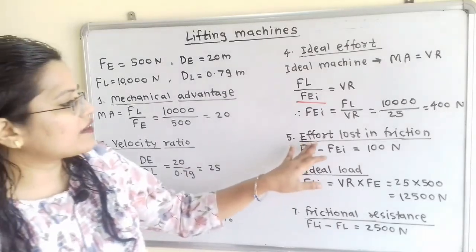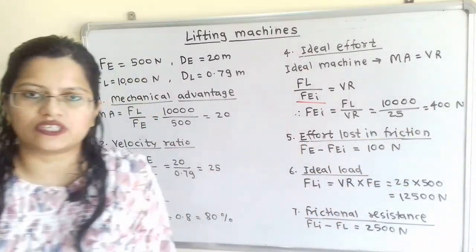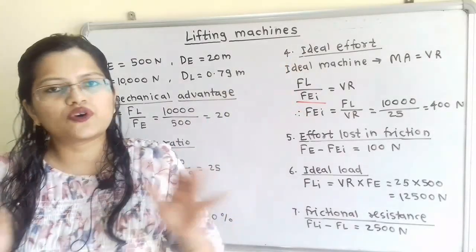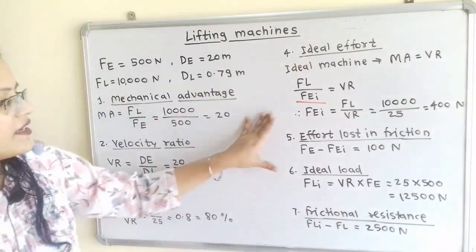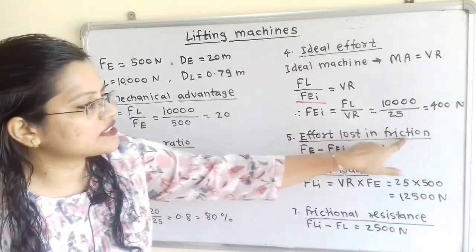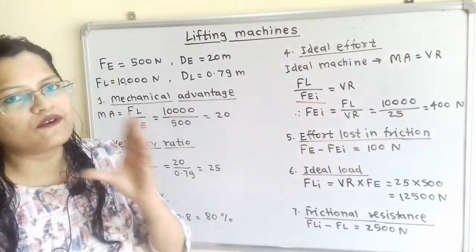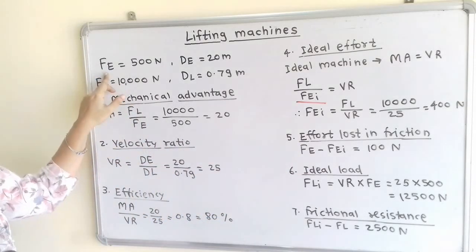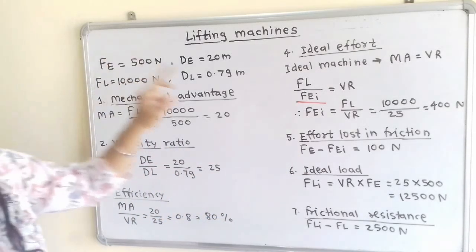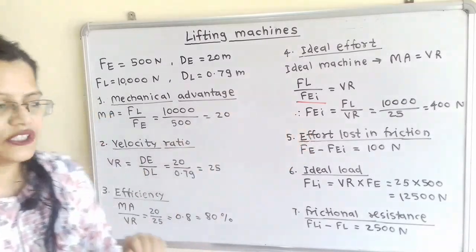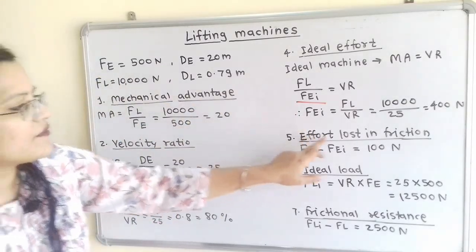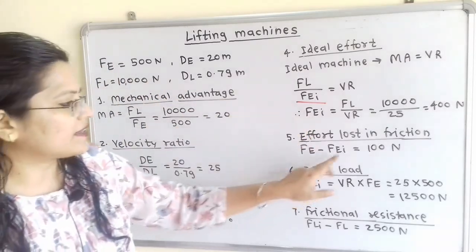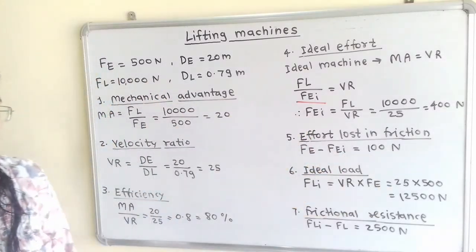Now we have to find out effort lost in friction. In ideal machine there is no friction, and that's why effort lost in friction is calculated by taking the difference between the effort in the normal or simple lifting machine and the effort in the ideal machine. So when we take the difference, we get effort lost in friction, Fe minus FEI, that is equal to 100 Newton.